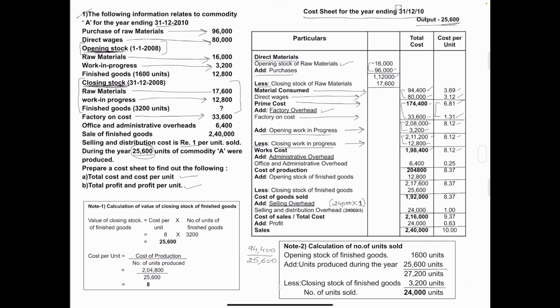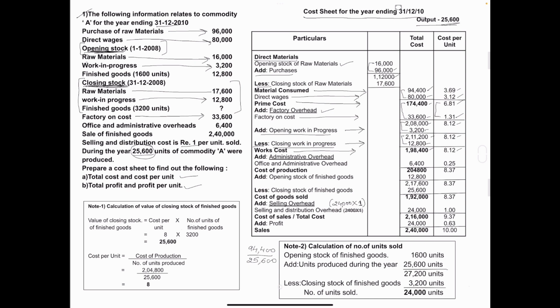So we have got 1,98,400 from 2,11,200 minus 12,800. The final amount is 1,98,400, and this is called works cost. Second important part. Okay, it is called works cost.